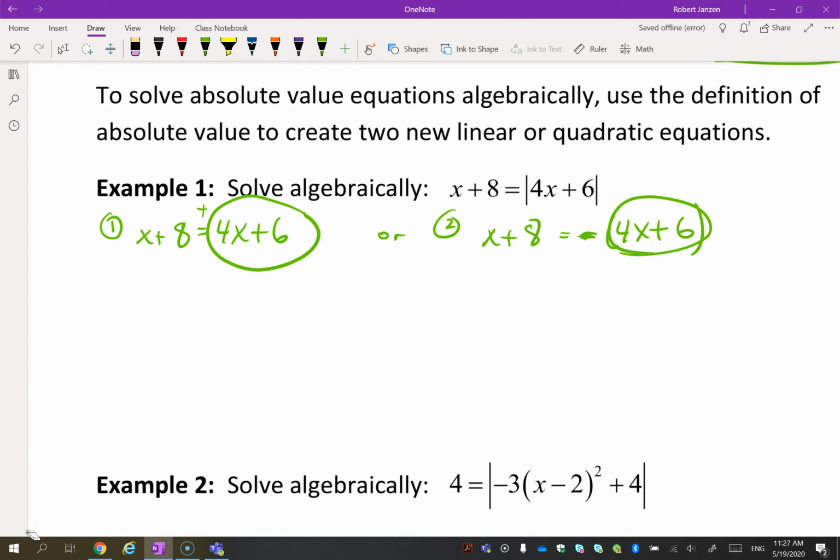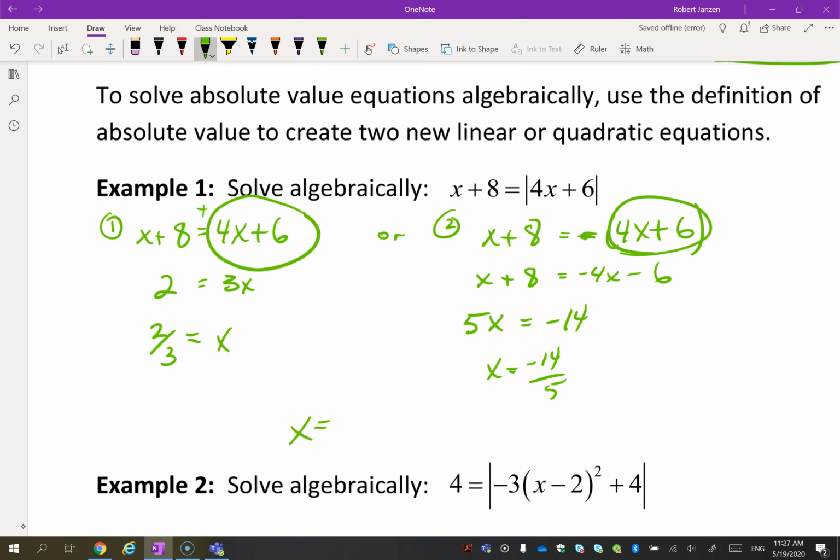So this is just algebra now. If we do a little bit of quick math here, bring the x over, this is going to be 3x on this side. Take away the 6, you get 2 on this side. Divide by 3, x is 2/3. Over here, if I bring the negative 4x over, let me just write one more step here. This is negative 4x minus 6. So that means 5x is equal to negative 14. So x is negative 14 over 5. So I would like you to then put the solutions in a set like this. So those are my two solutions. Okay?